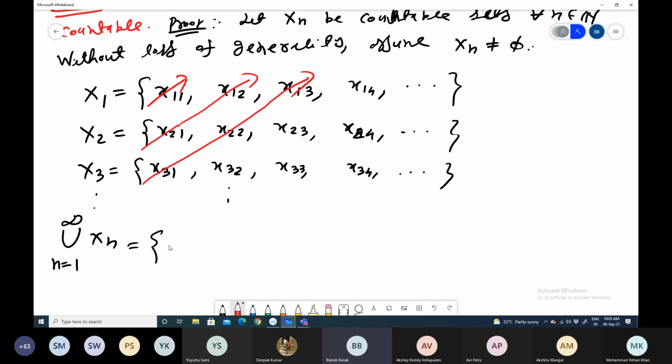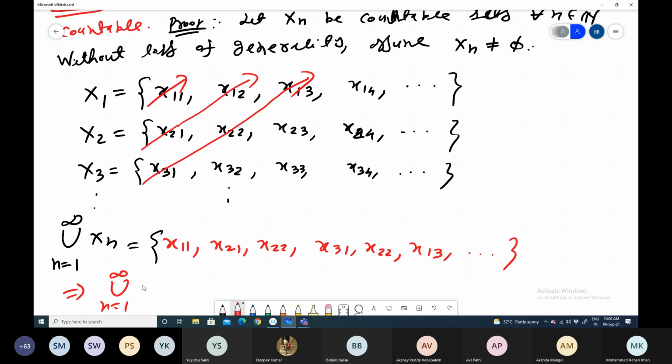So that means this will be my list: x11, then we will have x21, x22, then we will have x31, x22, x13. In this way we can count all the elements. Okay, so therefore we make a list. So that implies the union of n equal to 1 to infinity of xn is countable.